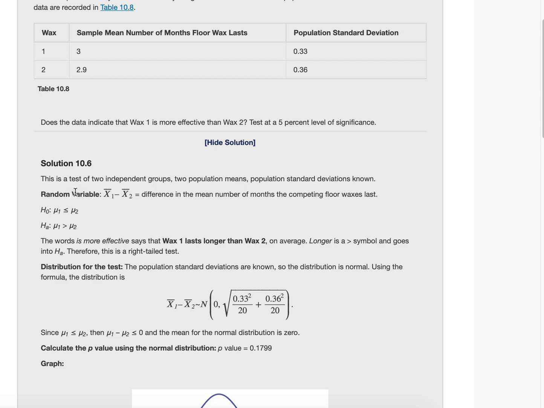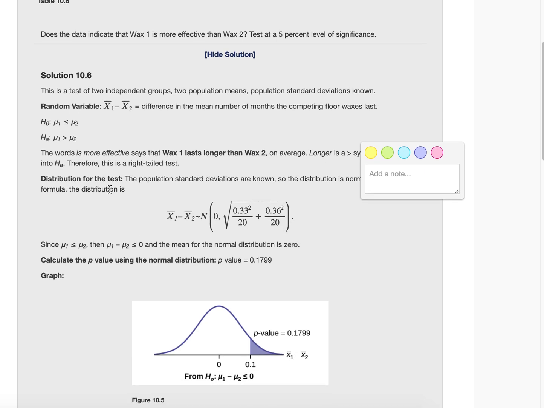So here, I have two independent groups, two population means, and I've got a population standard deviation that is known, okay? So my difference of my means would be x1 minus x2, or x bar, however you want to pronounce that. And my null hypothesis is that the mean of the first group is less than or equal to the mean of the second. And the words "more effective" are what gives me that. More effective means that WAX 1 would last longer than WAX 2 on average, longer being the greater than symbol and goes into the alternate hypothesis. Because remember, the alternate is what we're wanting to happen here. So because it's a greater than, it's a right-tailed test.